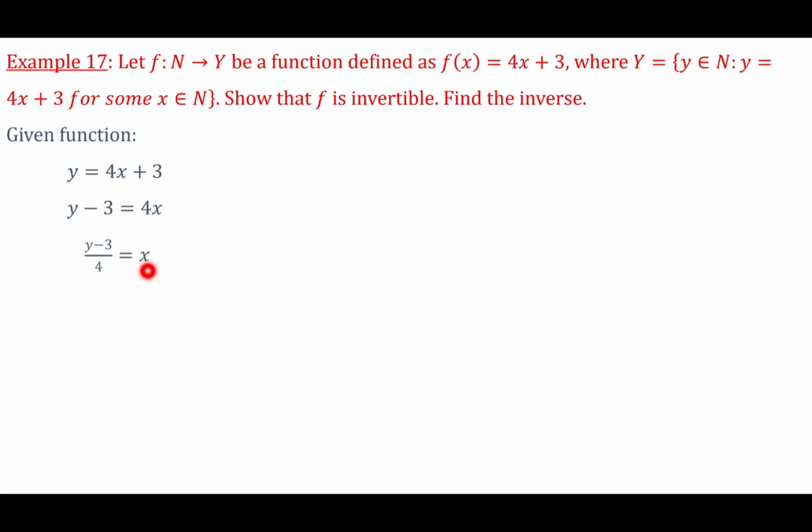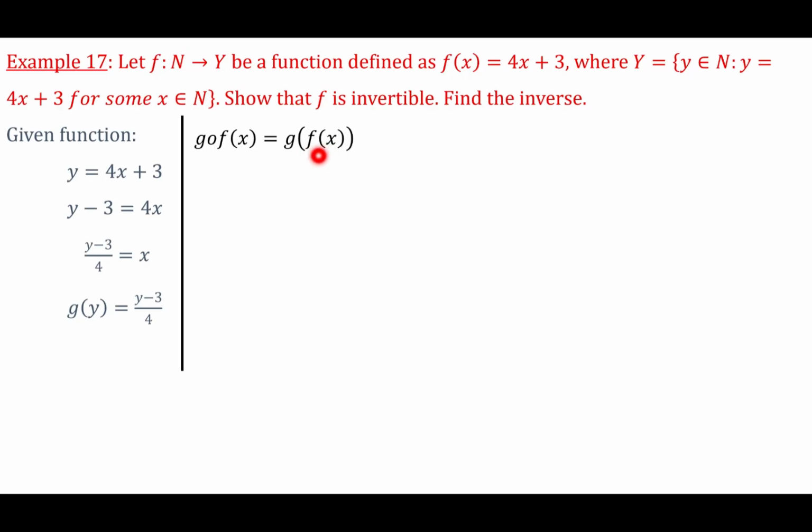Now this x is nothing but g of y. So g of y is equal to (y minus 3) over 4. This is our inverse function. Now let us show whether it is invertible or not. To show whether it is invertible or not, g circle f of x should be equal to x. So g circle f of x is nothing but g of f of x.